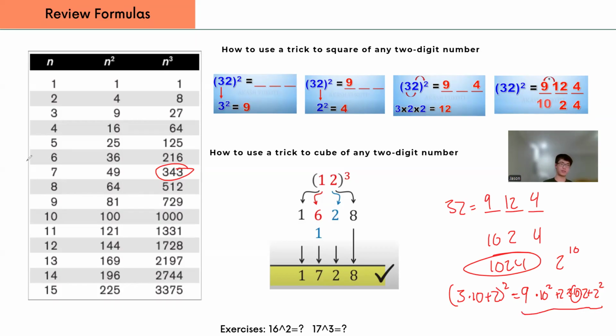And you don't have to think about expanding it like this. If you just remember that you just have to square the first one, put it here, square the second number, put it here, and then 3 times 2, and then times 2, and put it here, right?